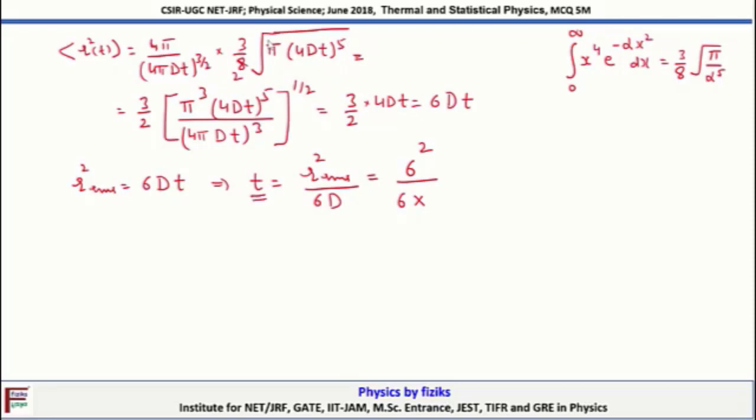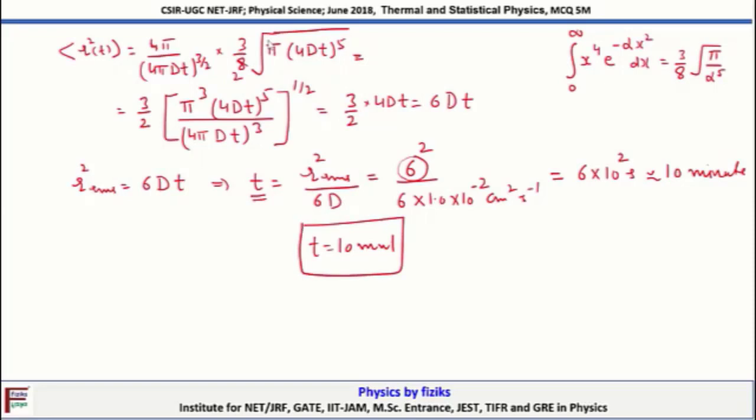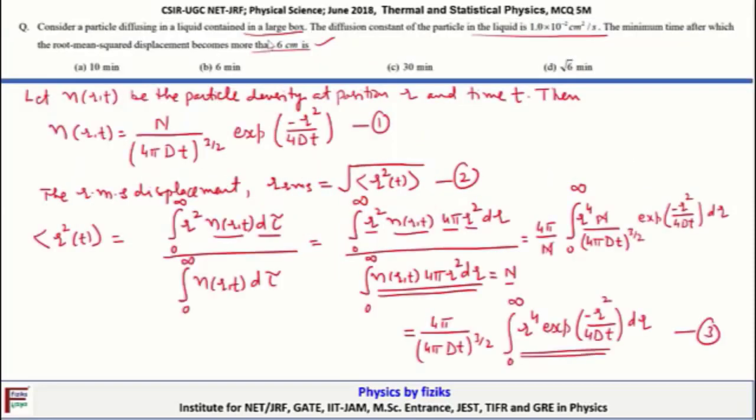Okay, so that will occur for the minimum value of this quantity. Okay, so 6d, the diffusion coefficient, is given to us as 1.0 × 10^-2 centimeter square per second, and after doing the calculation, this will come out equal to 6 × 10^2 seconds, which is nothing but 10 minutes. Okay, so therefore the time is equal to 10 minutes. Let's see what the options are. Yes, so here therefore option A is the correct one.